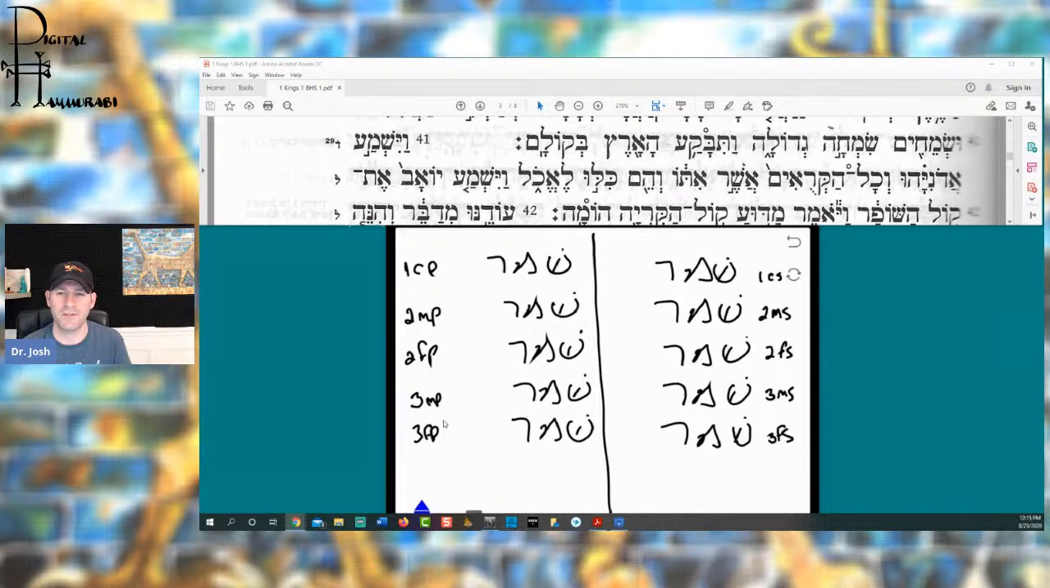So what I'm going to do is put the vowel patterns in blue so that you can see how this works. So this is the Qal perfect. First common singular. Oh, God, this is going to be so difficult.